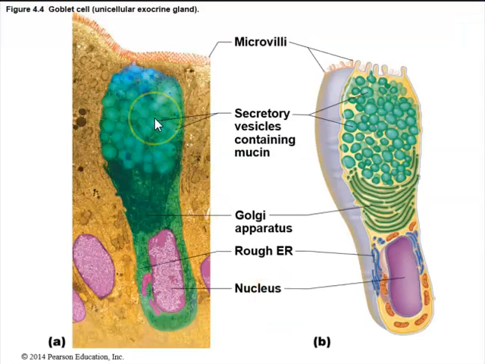So here's a picture of a goblet cell. We can see vesicles within the apical surface of the cell that contain mucin, and when mucin is combined with water, it produces mucus. So this unicellular exocrine gland will actually secrete mucus to the apical surface of the epithelium.